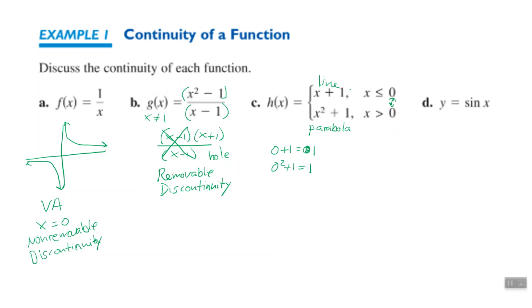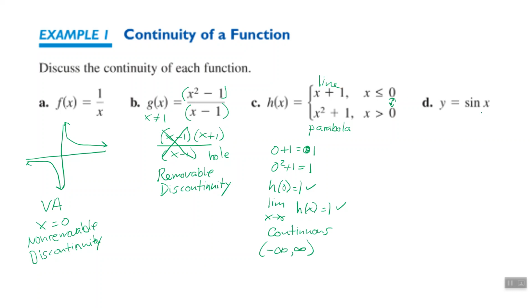The function value is also 1. So we've got that h of 0 equals 1, and we've got that the limit as x goes to 0 from both sides of h of x is also 1. So the function value exists, the limit exists, and they are equal. So this is continuous everywhere. We could say from negative infinity all the way to infinity.